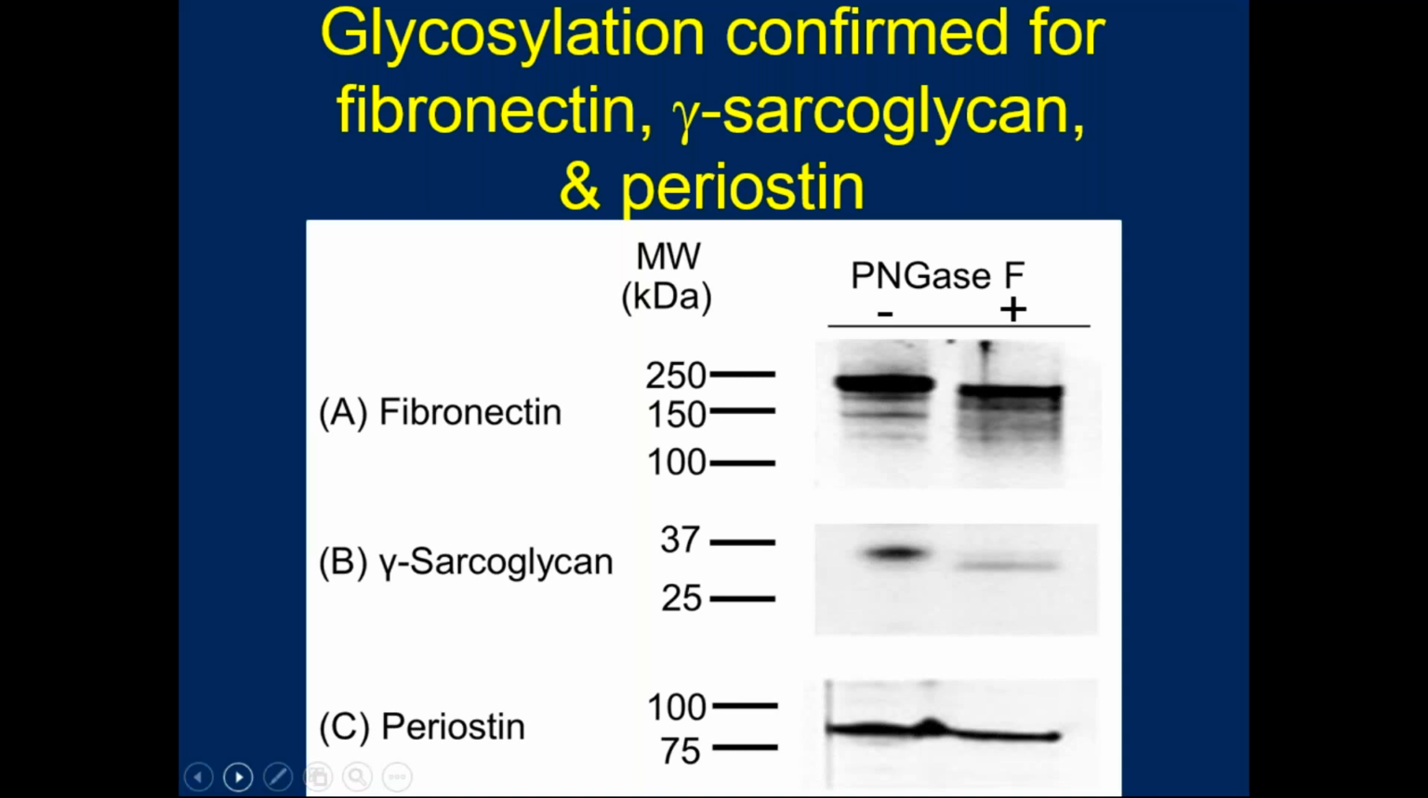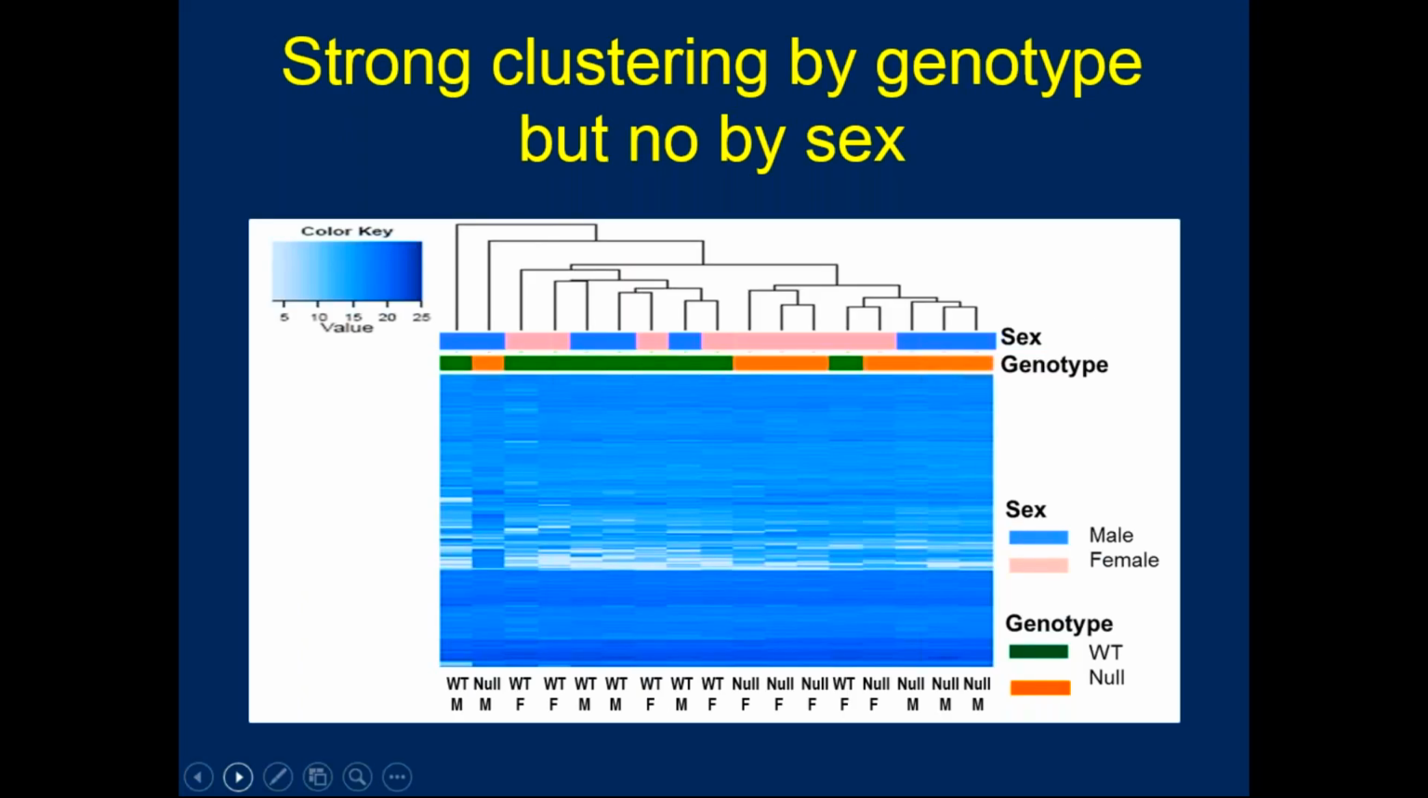these were all glycoproteins. We then used bioinformatics analysis and clustered the samples. And as you can see here, what is shown in the green is our wild type. What is shown in the orange is our null, and they cluster fairly well with the exception of one wild type and one null, suggesting that there was definitely a specific pattern when we deleted MMP9. However, when looking at the clustering by sex, as you can see, male is shown here in blue, female is shown here in pink. There was no clustering, suggesting that there were no sex-related differences identified by this analysis.